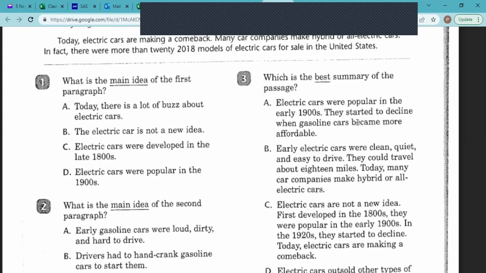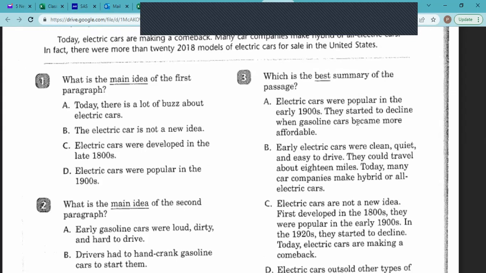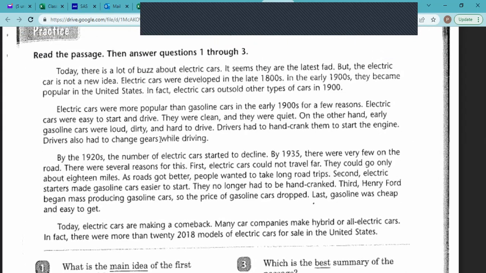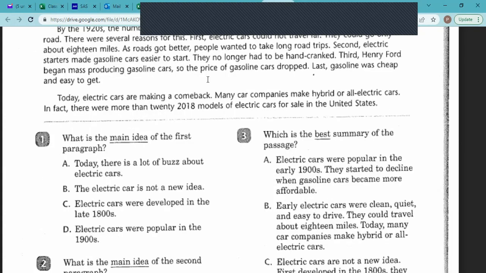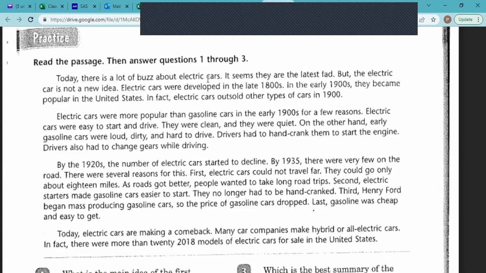Okay, so going back to number 1, your answer is going to be B. The electric car is not a new idea. Now that is not necessarily in the first sentence; about 30% of the time it can be the last sentence of the paragraph, or it could be in the middle of the paragraph. So this would end up being the third sentence of the paragraph. 1, 2, 3. The third sentence is: the electric car is not a new idea.